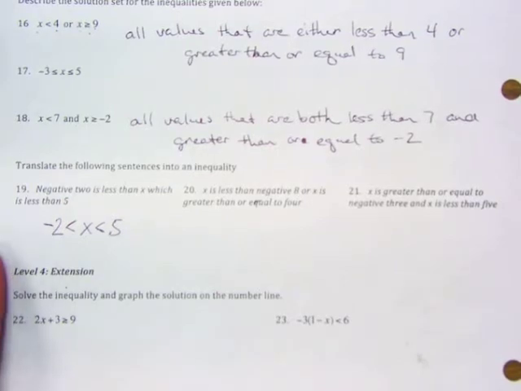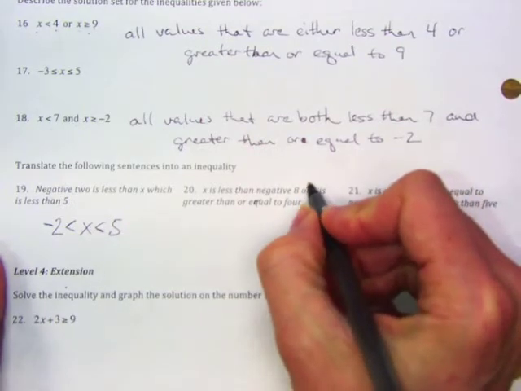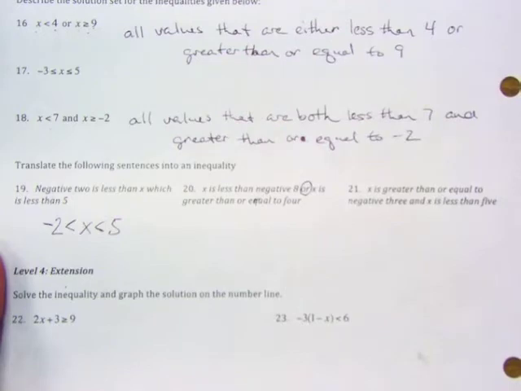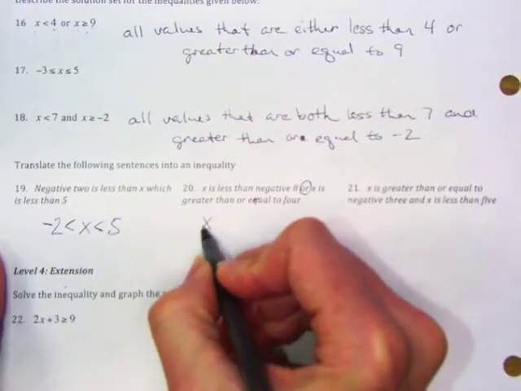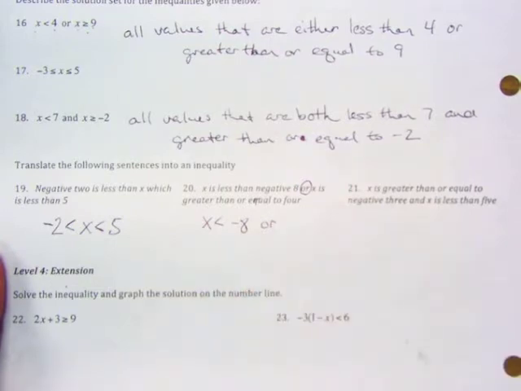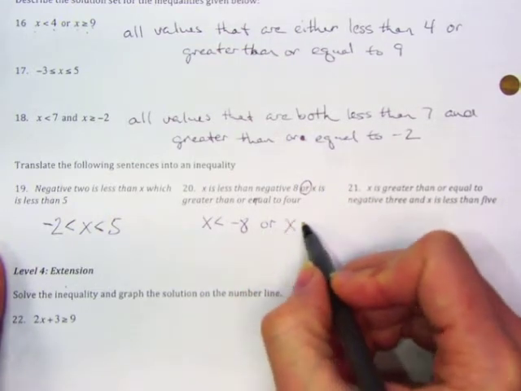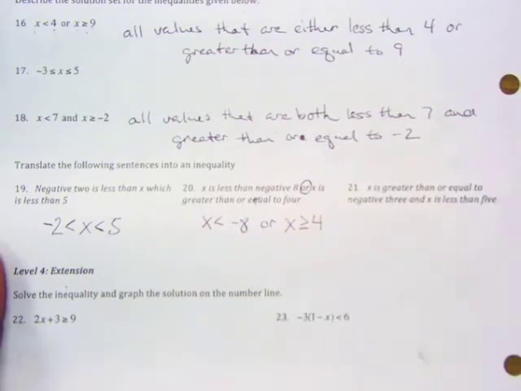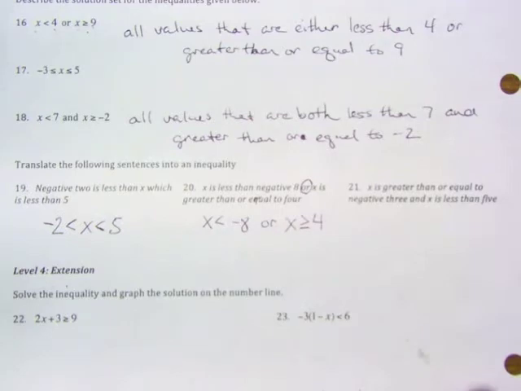For number 20, it says x is less than -8 or, there it is, let's circle that word so we don't forget to put it there, x is greater than or equal to 4. Okay, it's separated into two parts. We have x is less than -8, and we need to write that word or, x is greater than or equal to 4. I'm going to go ahead and leave 21, and if you haven't completed that one, you can check that yourself and complete it.